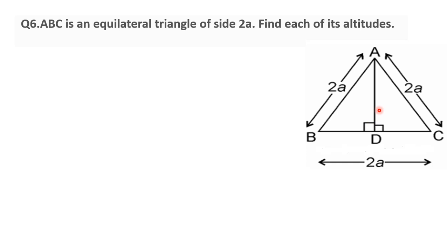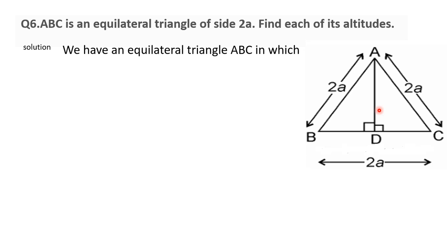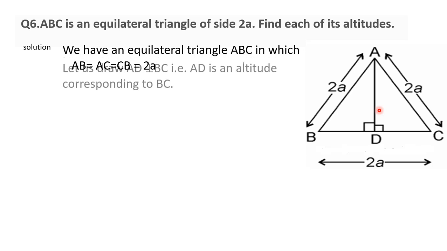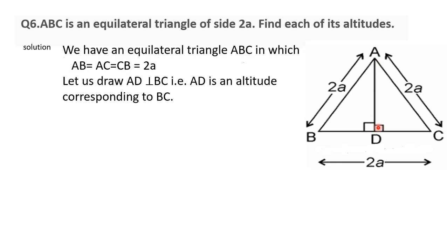Now for the solution, as given, ABC is an equilateral triangle, meaning all three sides are equal to 2A. Then we draw the perpendicular AD on the side BC, as we have to find the altitude. So AD is the height or perpendicular or altitude of the triangle ABC. Now by this altitude, the triangle is divided into two triangles. So we compare these two triangles, ADC and triangle ADB.